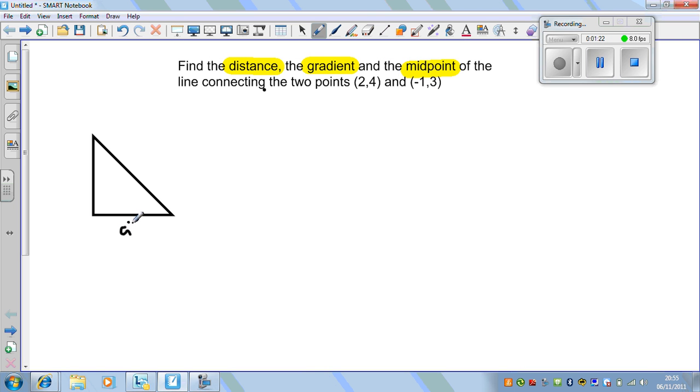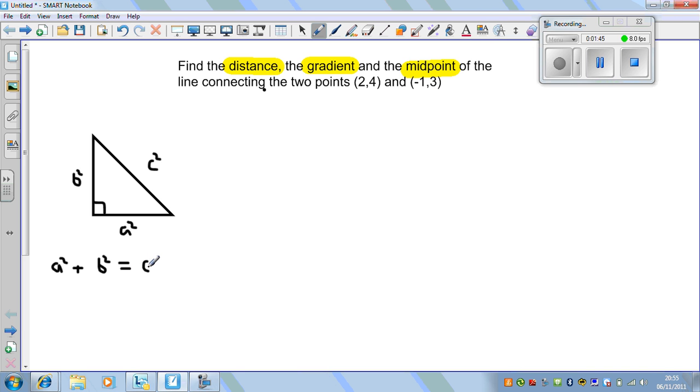A squared plus b squared, there is the right angle, just in case you're in any doubt. And of course the classic formula is a squared plus b squared is equal to c squared.